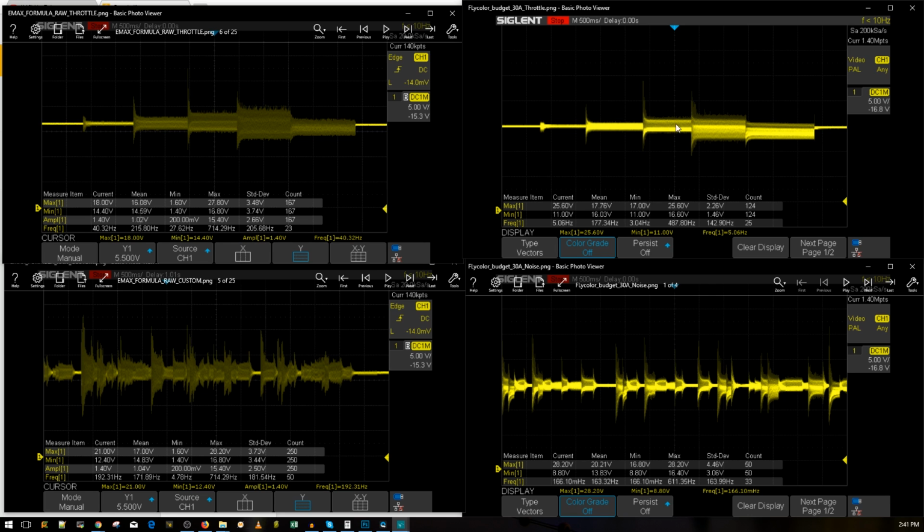25%, 50% throttle, 75%, and 100% throttle. Now it's a little bit noisier than usual at 100% throttle, but you know, don't expect so much from an $8 ESC. And with this, it's like the best bargain currently out, or has been out in a very long time.